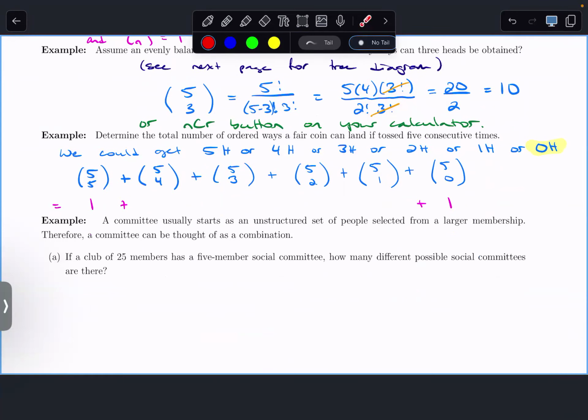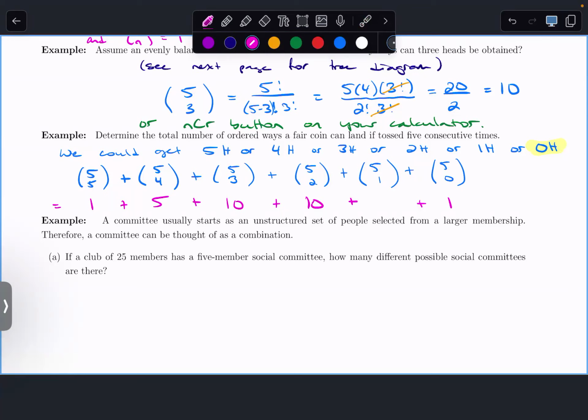How many ways can I choose 4 things? Well, there are 5 of those. 5 choose 3, we just found is 10, but you can confirm it on your calculator. 5 choose 2 is also 10. Why? 3 heads is 2 tails, and 2 heads is 3 tails, but it really doesn't matter which one's which, right? And so that's why it's 10 and 10.